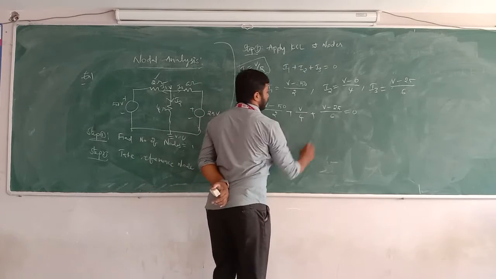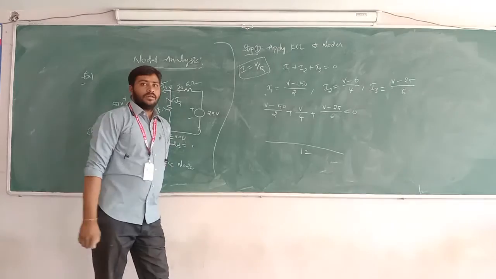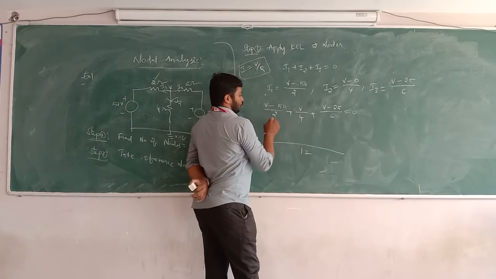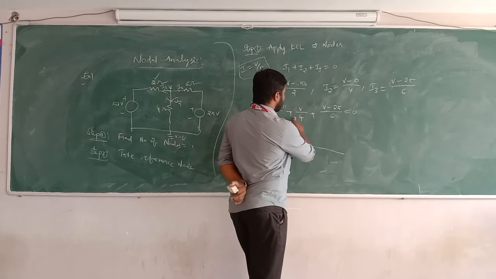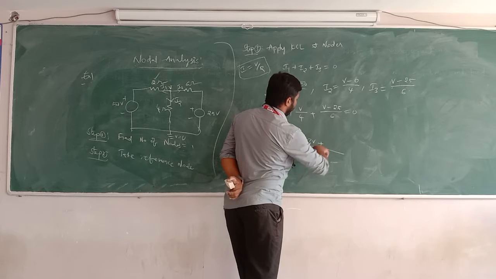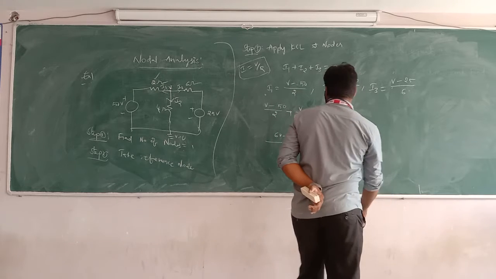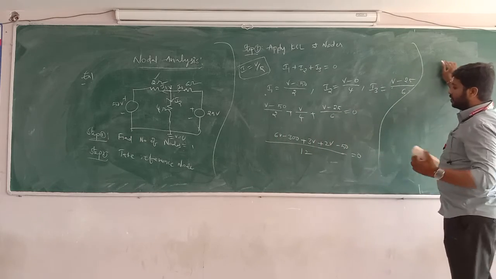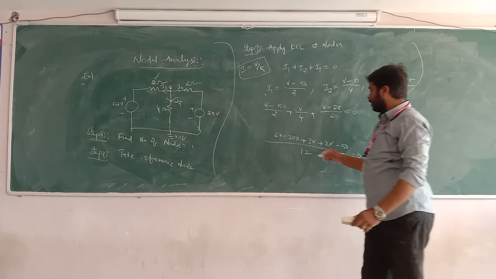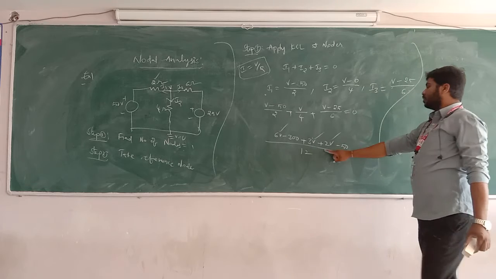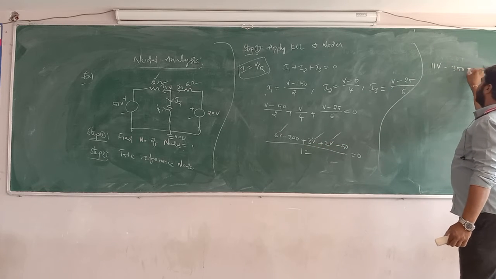So now, see here, we take the LCM. Our LCM is 12. So 12 by 2 is 6, that's 6V minus 300, plus 12 by 4, that is 3V, plus 2V minus 50 is equal to 0. Now we can simplify that. How many V's are there? 6 plus 3 plus 2, 11V. 11V minus 300 minus 50, minus 350, is equal to 0.